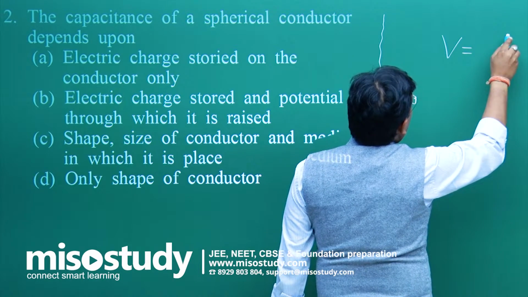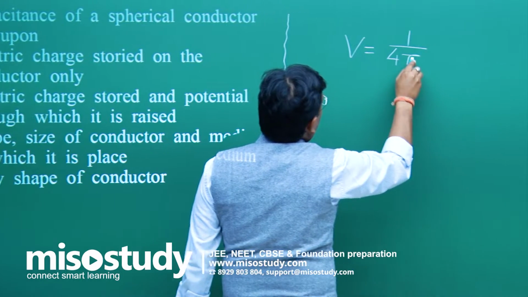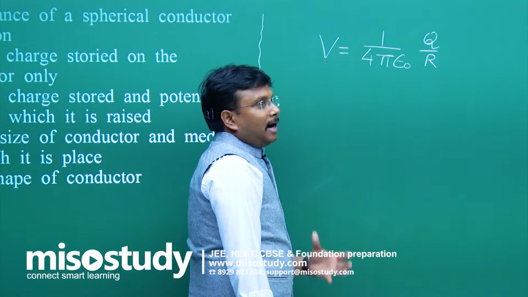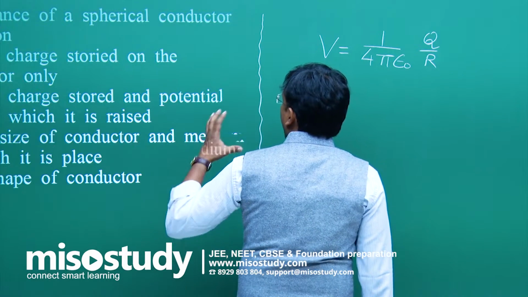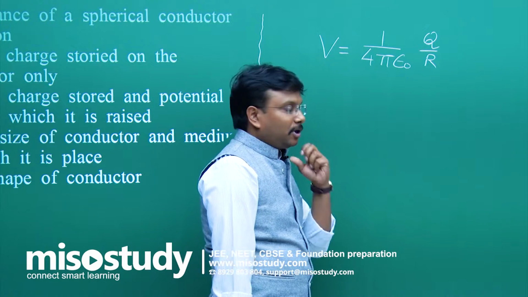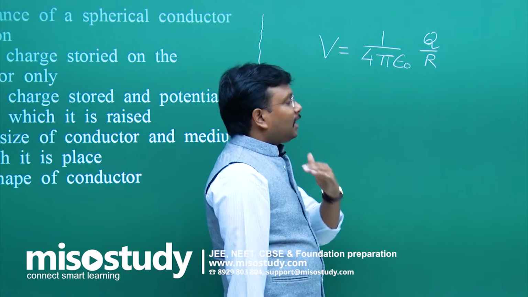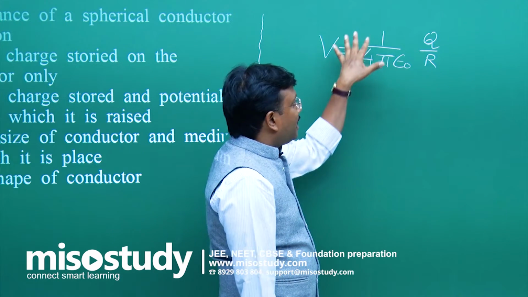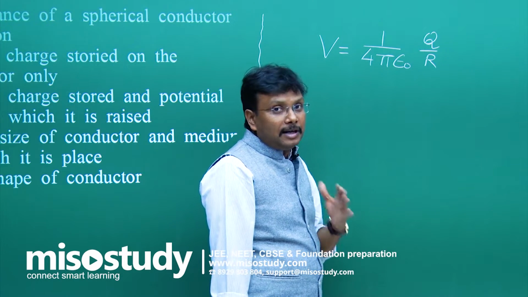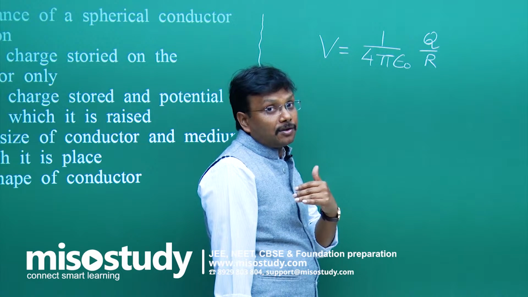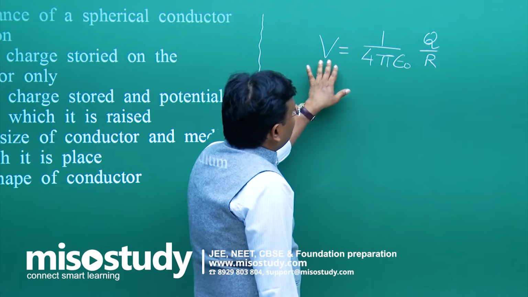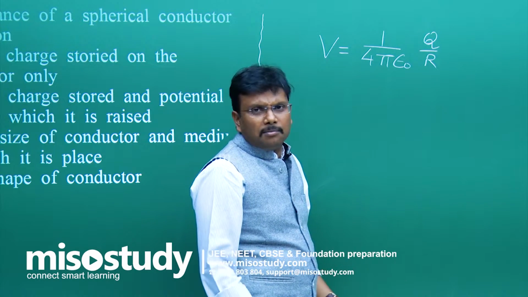V is equal to 1 upon 4 pi epsilon naught Q upon R. Why did I delay the presentation of these questions based upon capacitance and electrostatic potential? The reason is simple. After completing all those chapters, now if I am writing anything, you may easily understand what I am writing. That is the main point of delayed presentation of these questions. I did not present this question just after finishing the chapter. So this is potential, 1 upon 4 pi epsilon naught Q upon R, a well known formula.